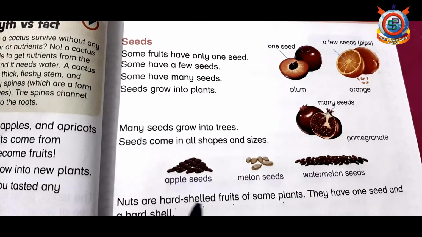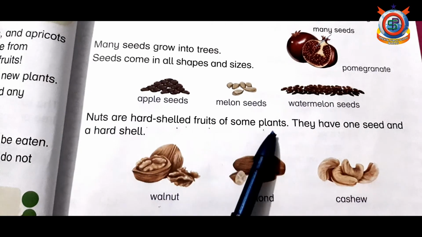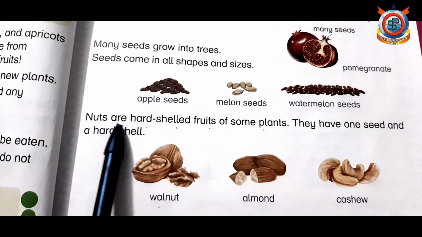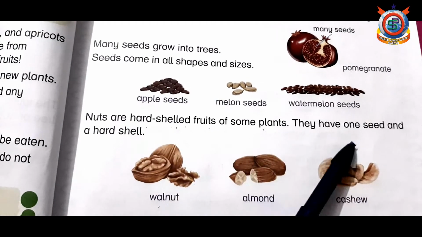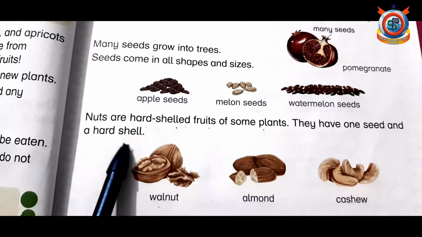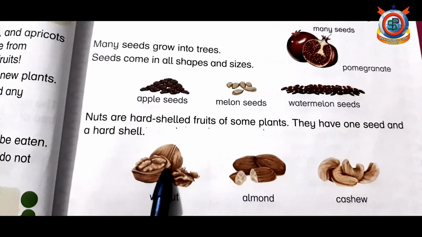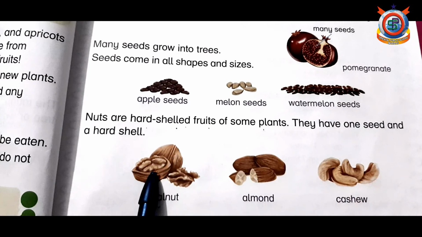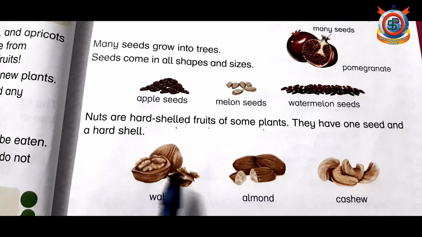Nuts are hard shelled fruits of some plants. They have one seed and a hard shell. Nuts have a hard outermost cover called the shell, and they have one seed.